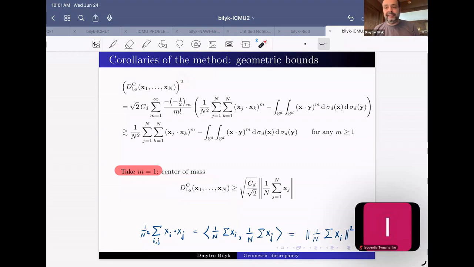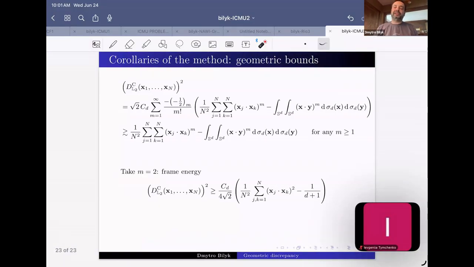A statement of this type is actually very reasonable, because this says, if our points are very unbalanced, if the center of mass is somehow far away from the origin, then the discrepancy should be large. Makes perfect sense. If this center of mass is big, then points cannot be very uniform on the sphere. However, I searched the literature and I never found any inequalities of this type anywhere. This proof gives you this inequality almost for free.